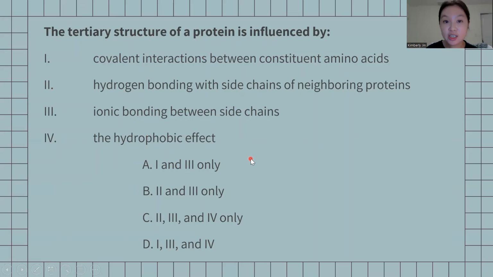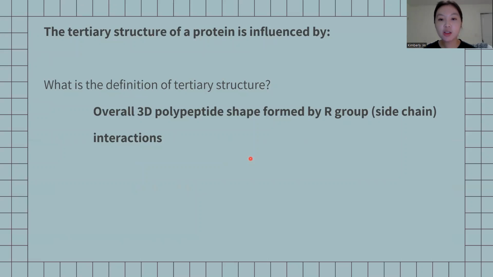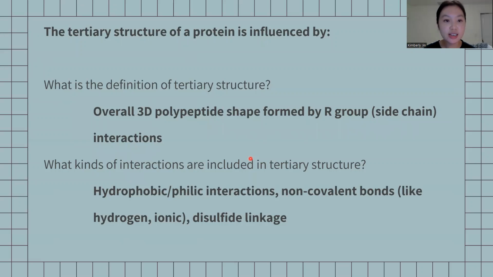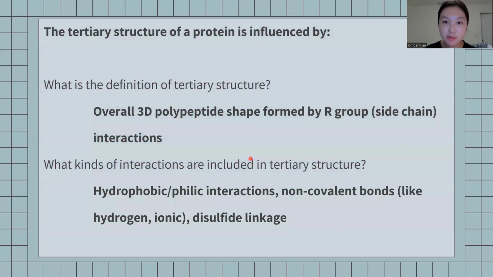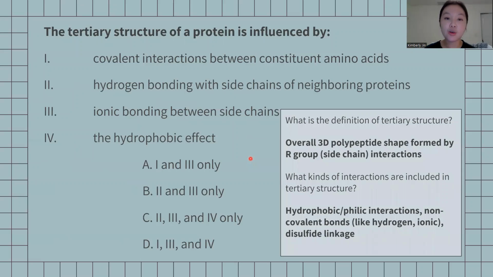Before we even go into the options and answers, let's just recap what tertiary structure is and means. The definition of tertiary structure is the overall 3D polypeptide shape formed by R group, also known as side chain, interactions on a single polypeptide. Some prominent interactions included in tertiary structure are hydrophobic and philic ones, non-covalent bonds like hydrogen and ionic, and the covalent disulfide linkage. So let's box up this knowledge, pop it in the corner, and then we can tackle our question.